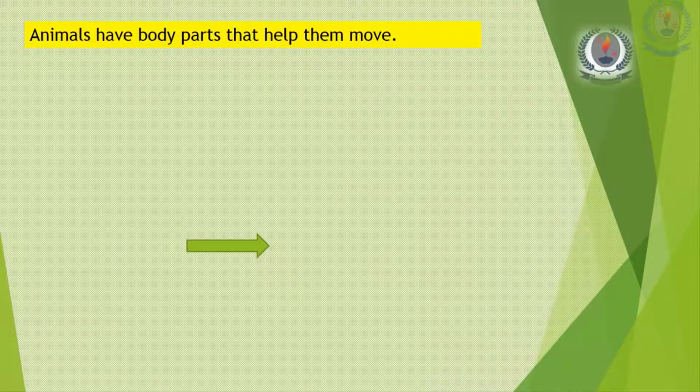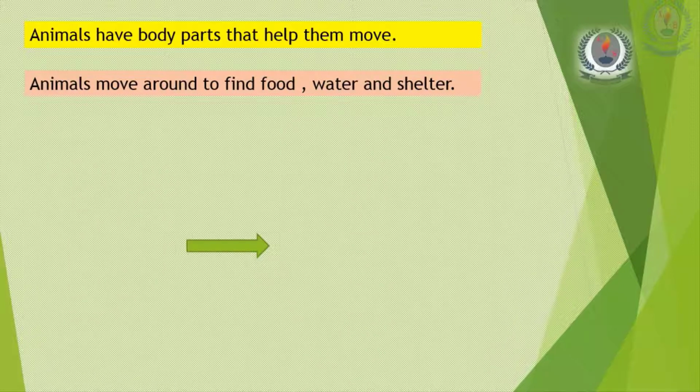Animals have body parts that help them move. Animals move around to find food, water and shelter. Tell me children, why animals move? Yes, animals move around to find food, water and shelter.